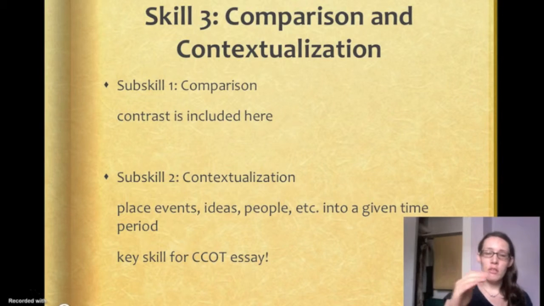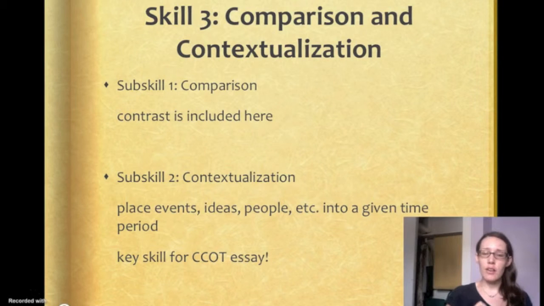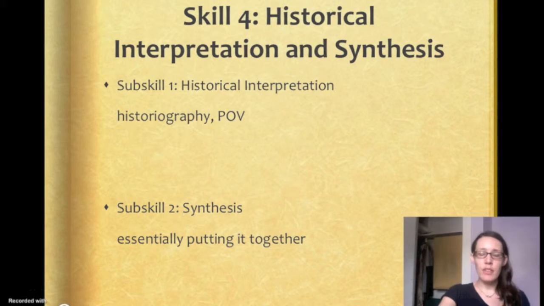So even though continuity and change was in the previous skill, when you do contextualization properly, you're also doing continuity and change over time. And the final skill is historical interpretation and synthesis. Two sub-skills. First is historical interpretation. The first term here below you might not know, but I want to introduce it to you. It's called historiography, which I studied in grad school mostly, but a little bit in undergrad. It sounds like a circular definition, but it is the history of writing history.